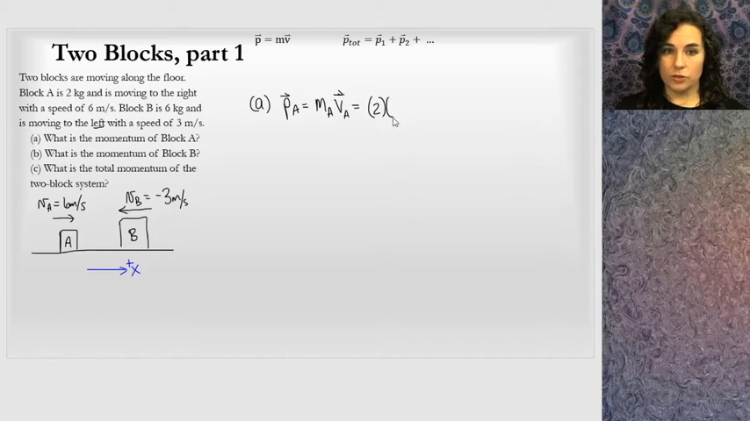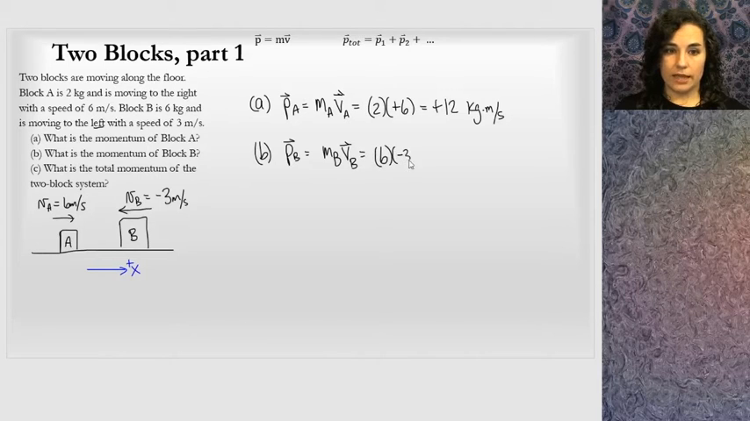Mass of A is 2. The velocity of A, I'm going to put in here a plus 6 to represent the vector. So overall, I get a plus 12. And again, the units are 2 kilograms times 6 meters per second, and we're just writing that out. Kilograms times meters per second. So that's the momentum of A. We'll do the same for B. Mass B times velocity B. Well, mass B is 6.